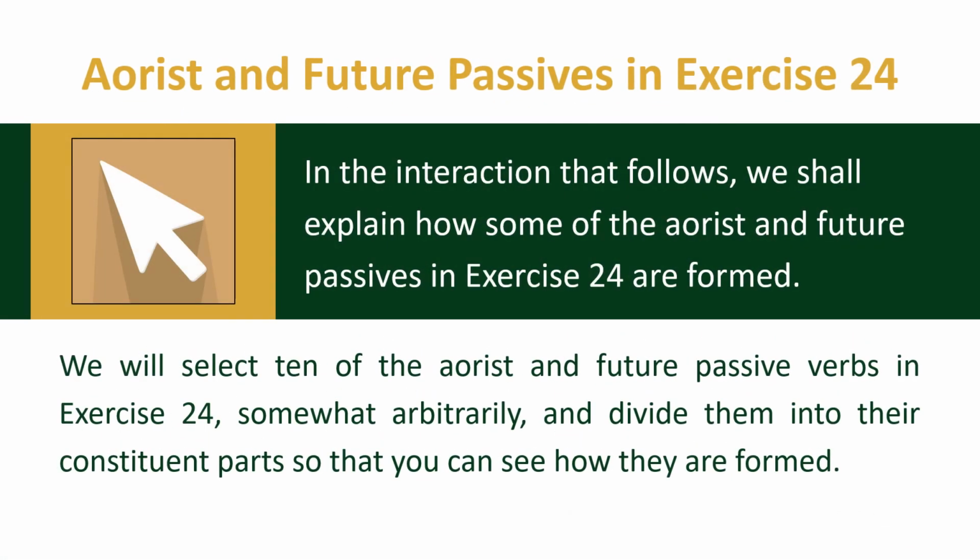As usual, let's conclude by examining some of the aorist and future passives in exercise 24. In the interaction that follows, we're going to explain how some of the aorist and future passives in exercise 24 are formed. We will select 10 of the aorist and future passive verbs in the exercise, somewhat arbitrarily, and divide them into their constituent parts so that you can see how they are formed. It's really helpful for you to get into the habit of doing this when you see forms you don't recognize. Usually, you'll be able to work it out if you can divide them into their constituent parts.